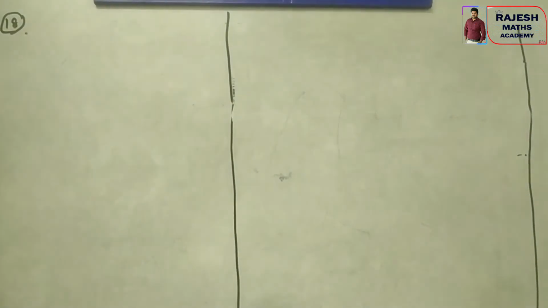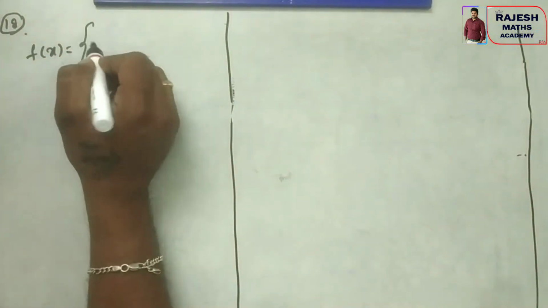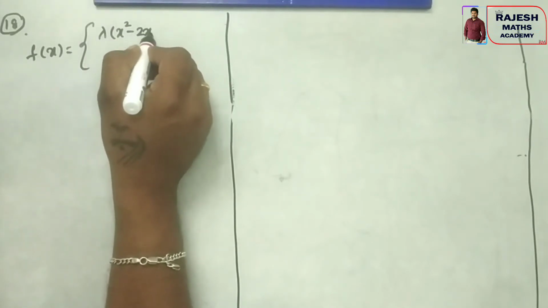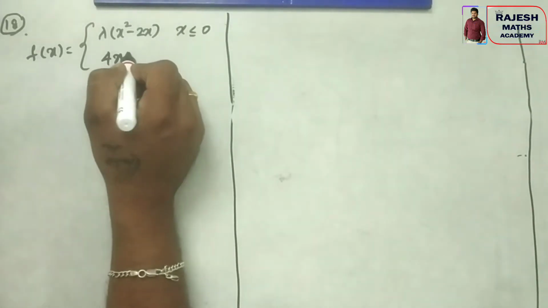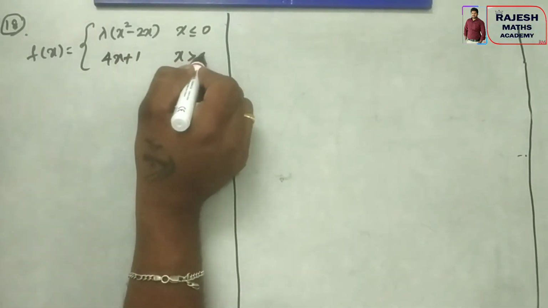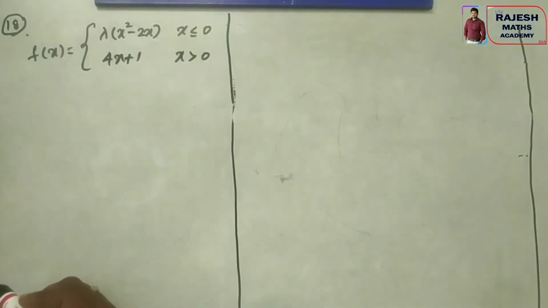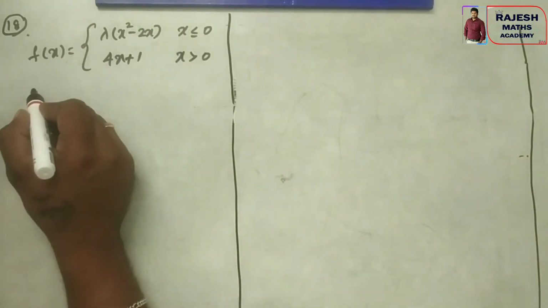Okay, next question, question number 18. For what value of lambda is the function f of x given here continuous? The function is lambda into x square minus 2x, where x is less than or equal to 0, and 4x plus 1 where x is greater than 0. So for what value of lambda is this function continuous at x equal to 0, and second, we have to check the continuity at x equal to 1.